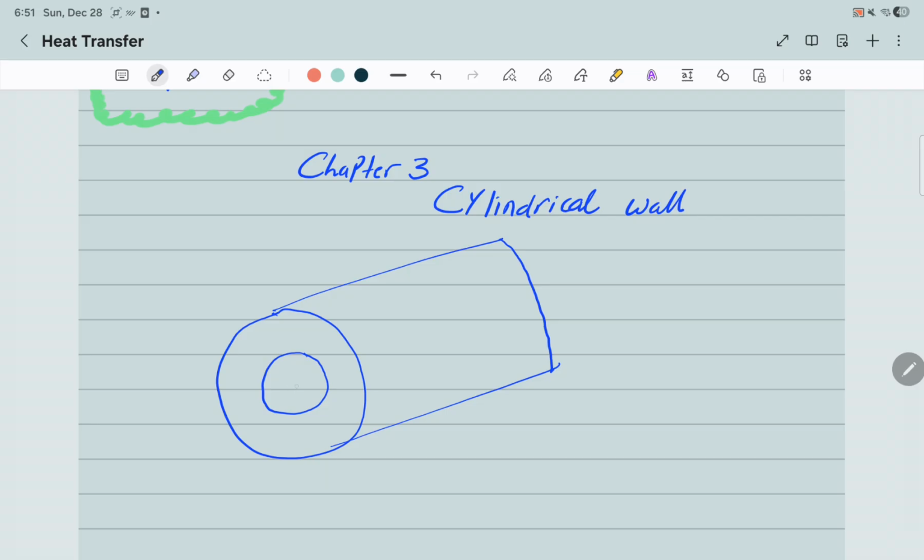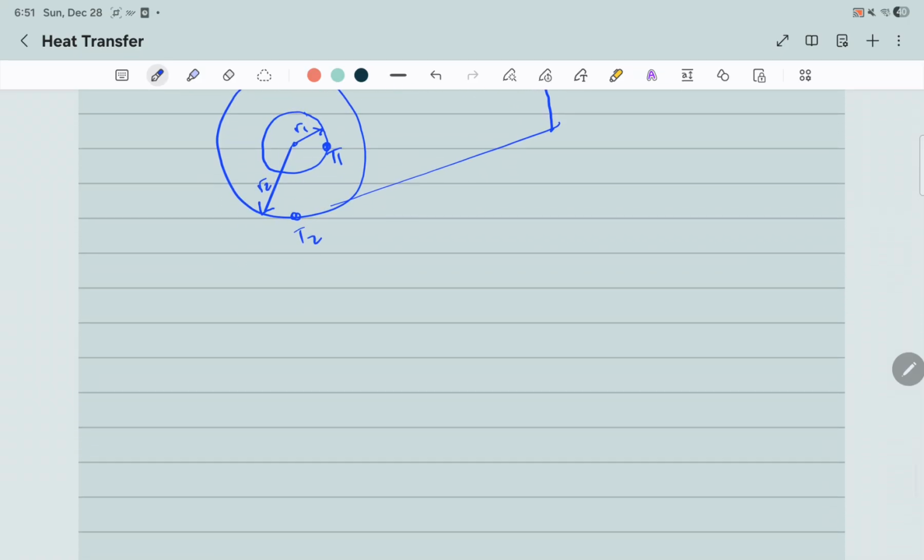Okay, so this here is our first radius, R1. This is our second radius, R2. This is temperature 1 and that is our temperature 2.